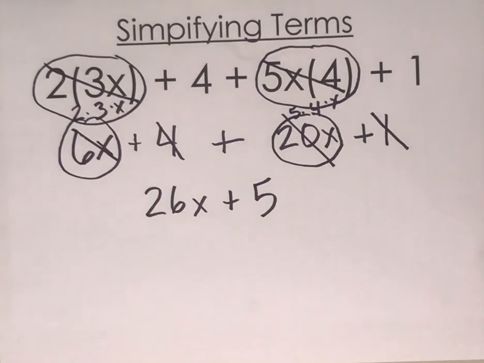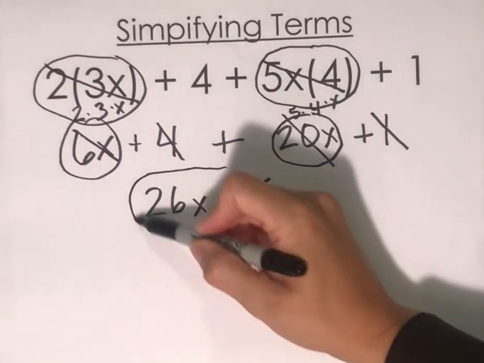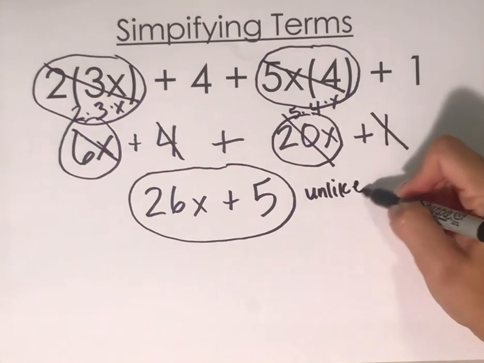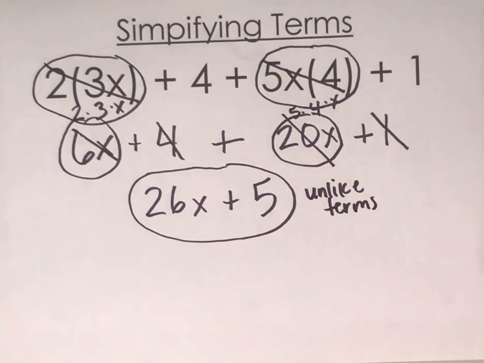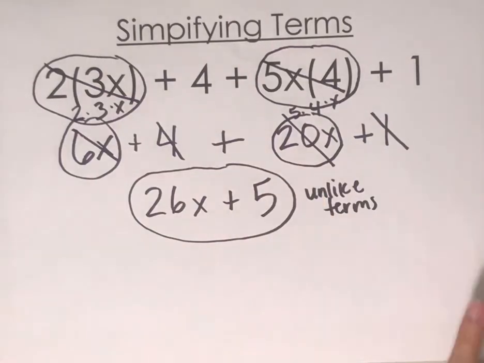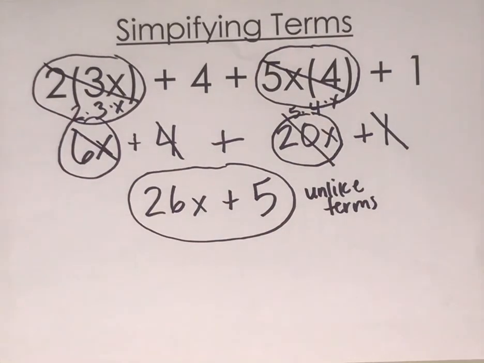2 terms. Now, I can't do anything else with this, so this is my final answer because now what they're called are unlike terms. And when you get to the point where they're unlike terms, which means that this has an x, this does not have an x, you can't put them together, you can't combine them. So this is your final answer, and there's nothing else that you can do.